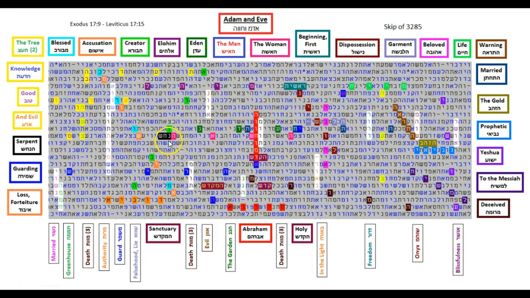But the serpent, ha-nakash, its lettering is in the plain text, but it's interesting that it shares the hay with the woman and the serpent.